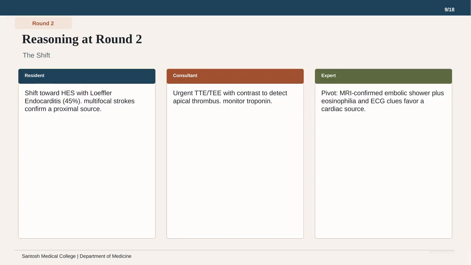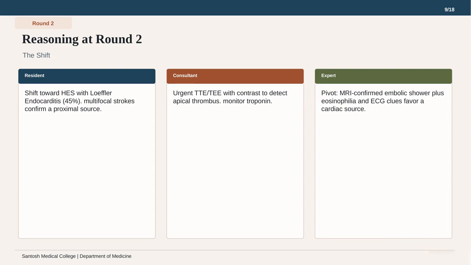Looking at the updated reasoning on this slide, you can see a major diagnostic shift. On the left, the resident has moved away from cholesterol embolization and now favors hypereosinophilic syndrome with Loeffler endocarditis at 45%. The multifocal strokes convince them that a central proximal source is responsible. In the center, the consultant demands an urgent transthoracic or transesophageal echocardiogram with contrast to actively hunt for an apical thrombus, while also monitoring troponin levels.